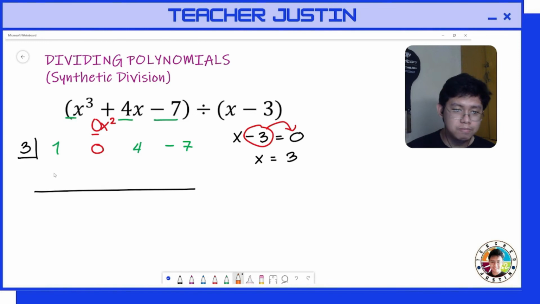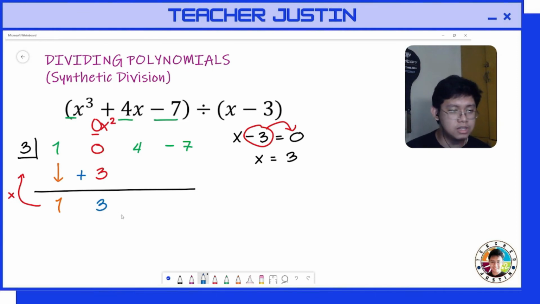Let's bring down positive 1. So bringing down positive 1. And then multiply 1 to our divisor 3. So 1 times 3, that is 3. And let's place it here. Then let's add. 0 plus 3 is 3.